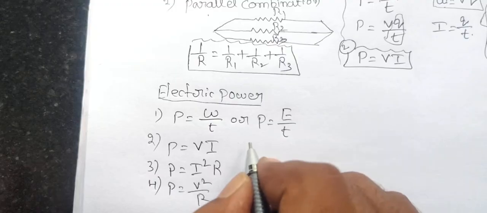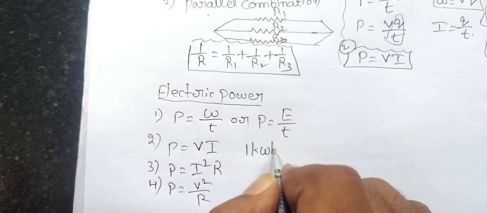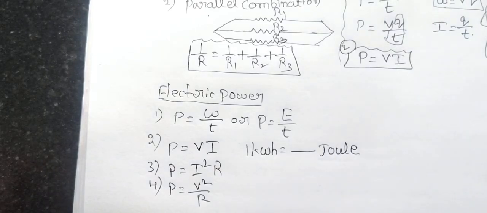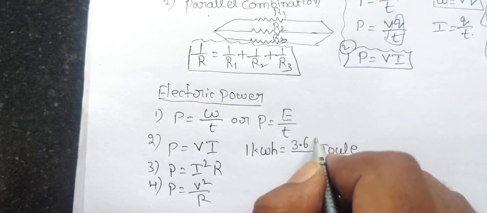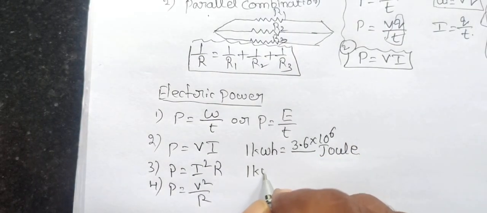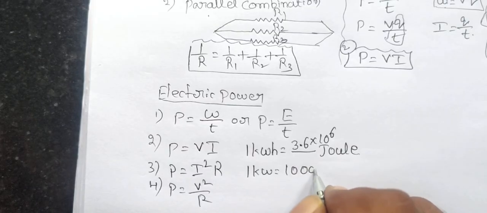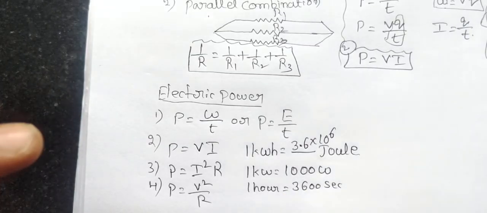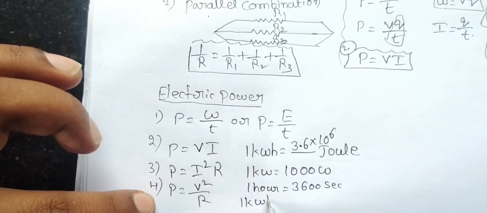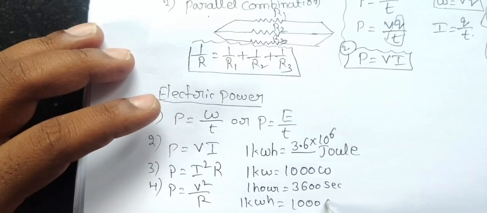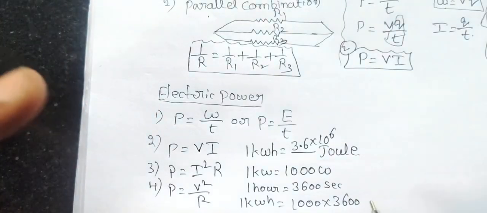One more important point we should remember: 1 kilowatt hour, how many joules? This question is asked so many times. 1 kilowatt hour is 3.6 into 10 to the power of 6 joules. Very simple. 1 kilowatt is 1000 watts. 1 hour is 3600 seconds. Just we should multiply these. 1 kilowatt hour means 1000 into 3600.